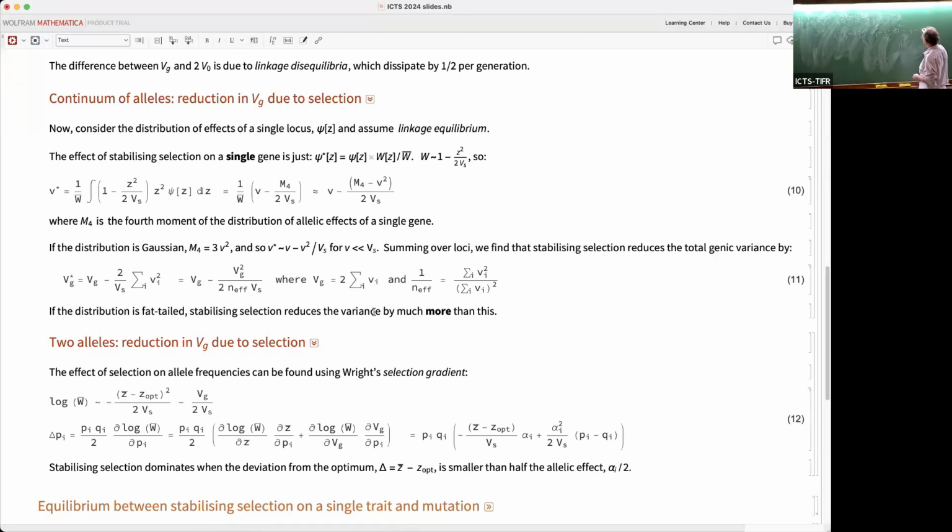minus Vg squared. Now we've got 1 over n squared there. So we've got n on the bottom, got Vs on the bottom, and we've got 2 on the bottom. So hopefully that's the same answer.